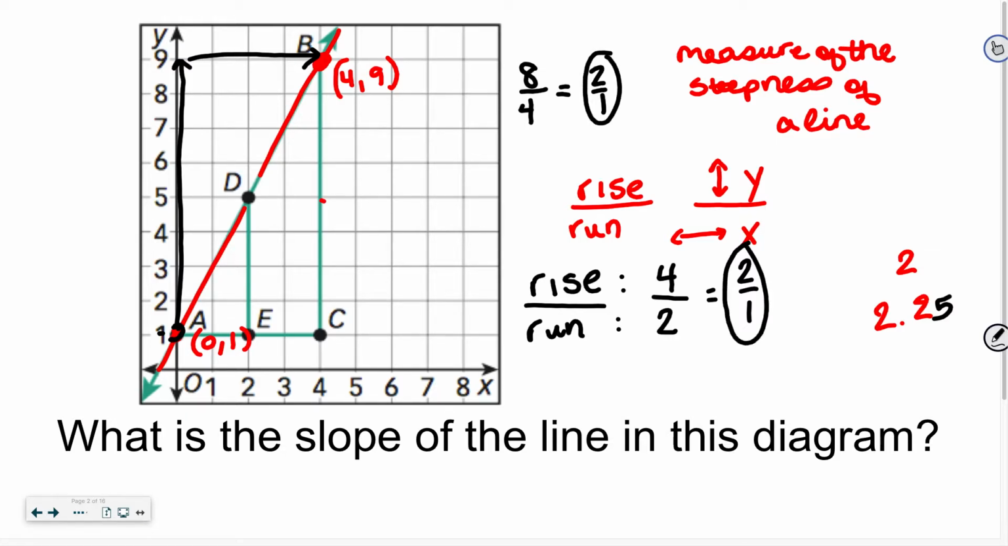And this is what we talked about last week, using that idea of the triangle. It doesn't matter what point you go from and what point you go to. On a straight line, your slope will always be the same. So here, our slope is 2.